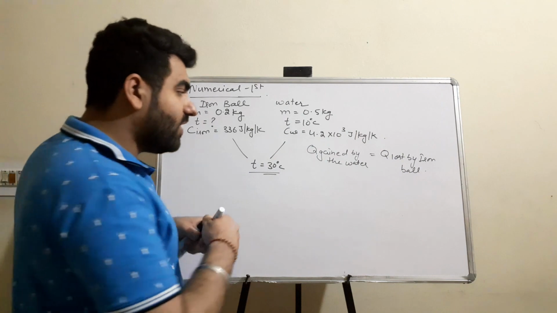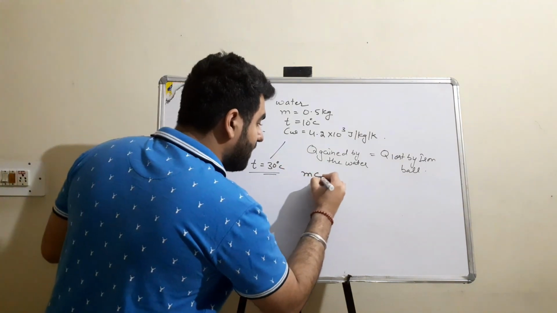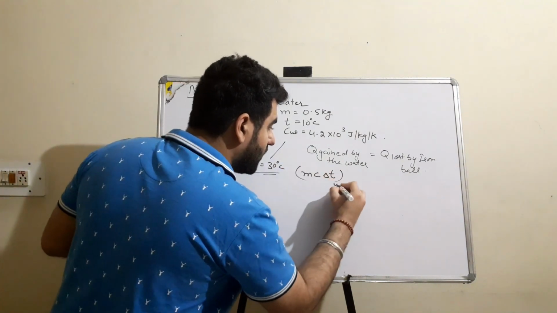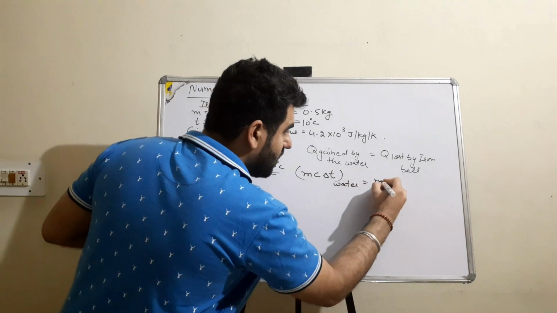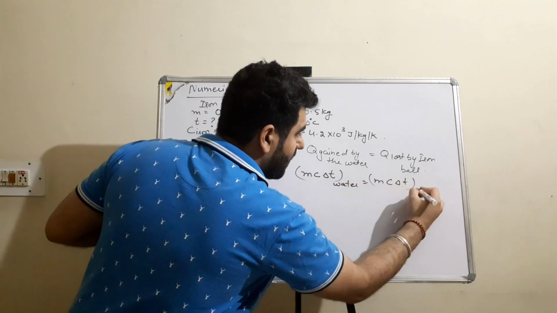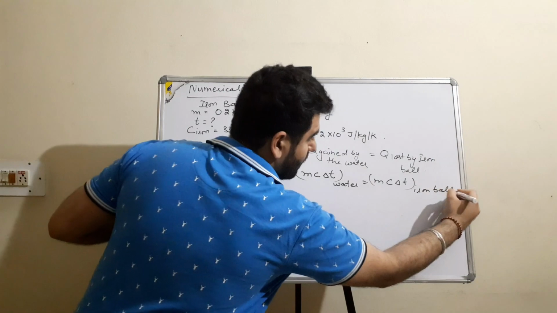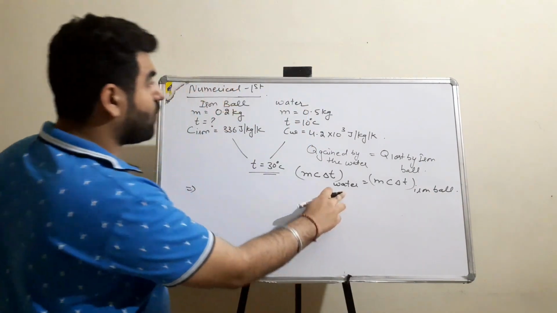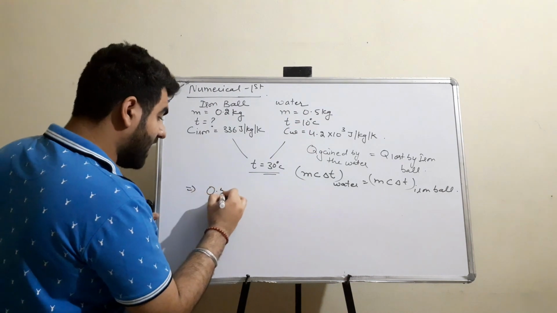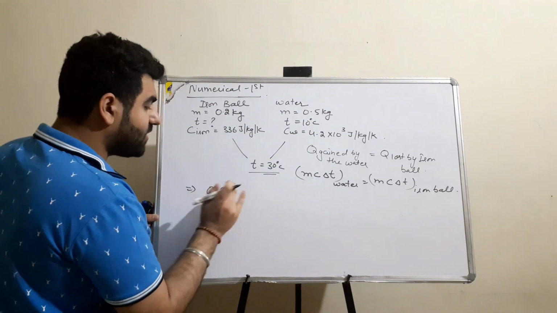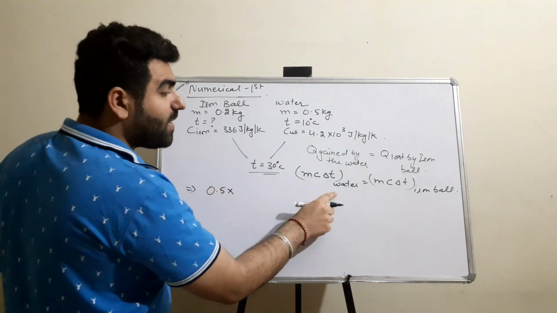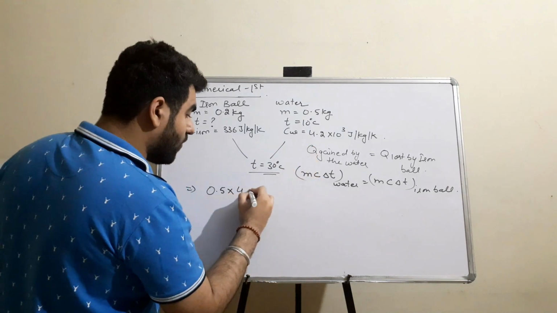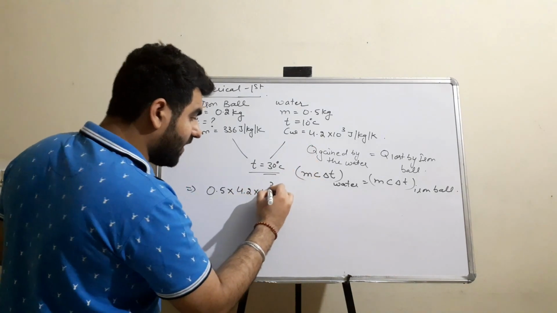Alright, so we are getting into the formula that is m into c into delta T for water equals m into c into delta T of the iron ball. Alright, so let me shift it over here. Mass of water. Mass of water is 0.5 kilograms. So it is 0.5 into specific heat capacity 4.2 into 10 power 3.